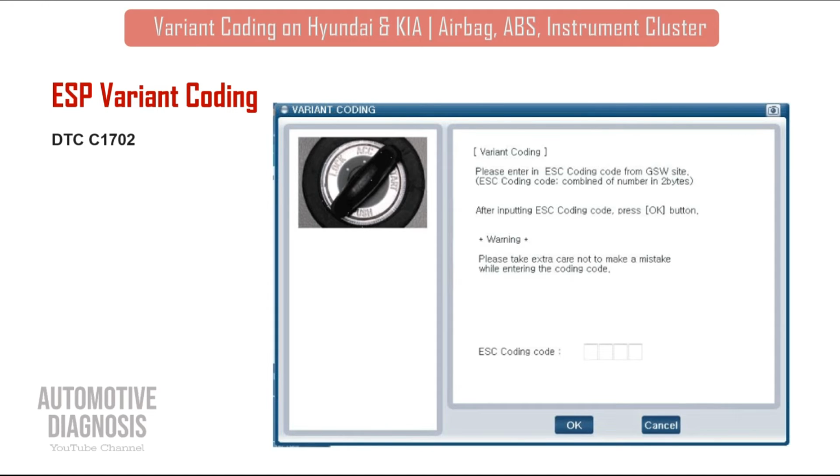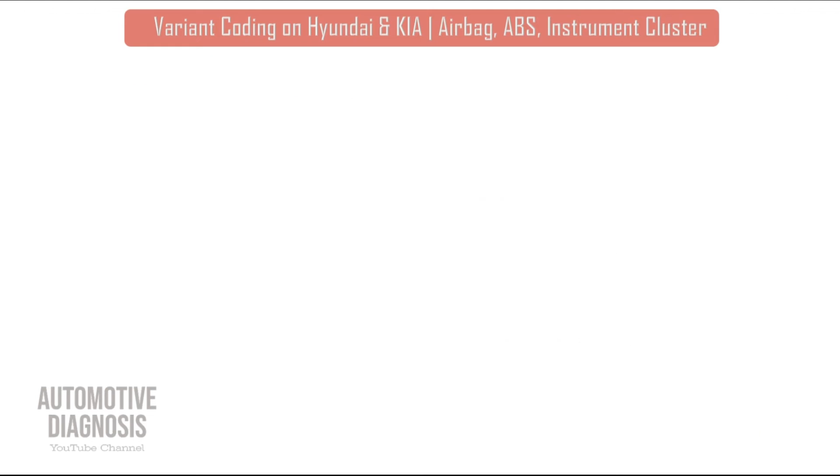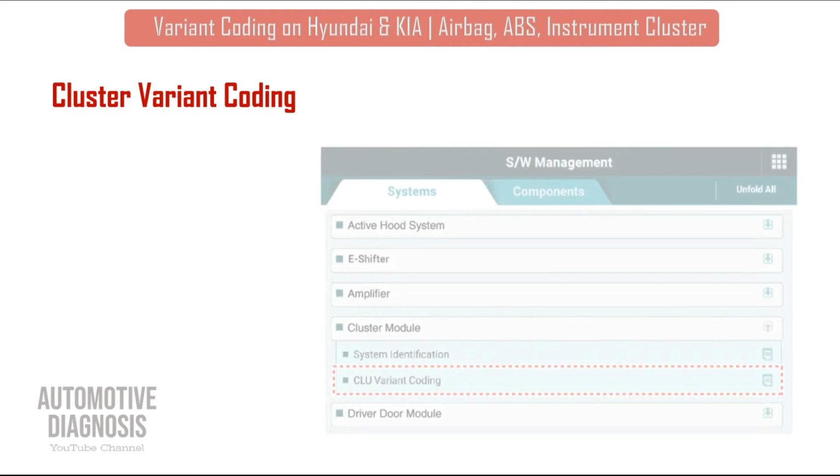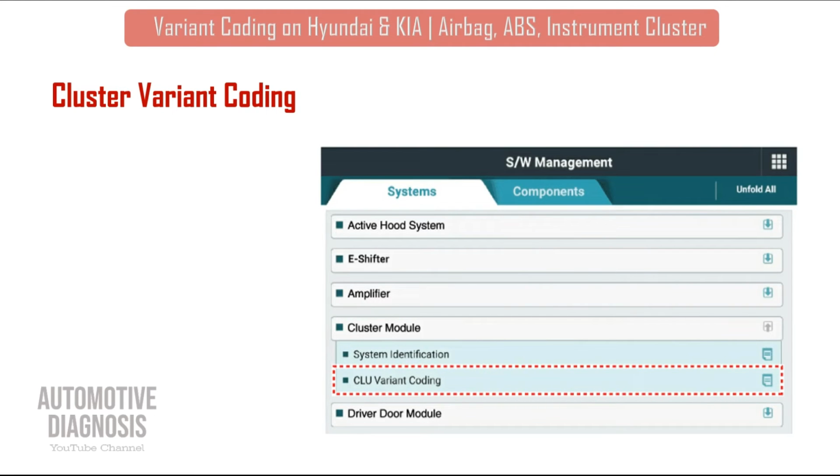So after this one, we will have the cluster variant coding. For this one, I'm going to show you how to find the code and how to perform the coding. And I'm going to show you how to do that on the car. But let's have a look at the procedure right here. Then I'm going to take the camera on the car and we will find the code and we will see everything on the car.